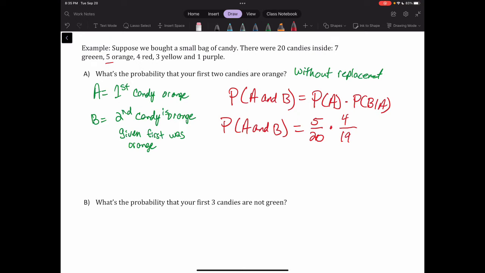All right? So once again, that second probability is going to be 4 out of 19, because now instead of 20, I have 19 candies. And instead of 5 orange candies, I have now 4 orange candies.